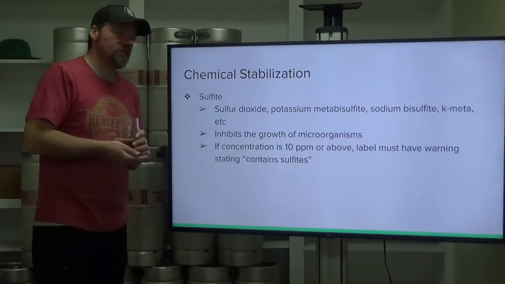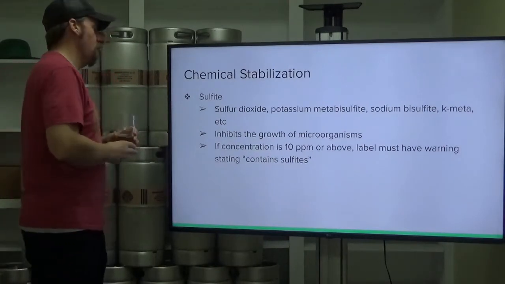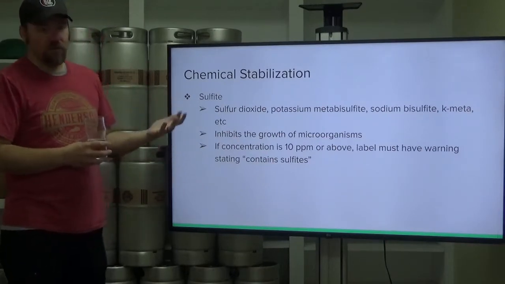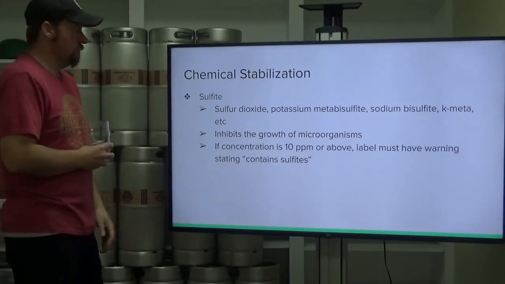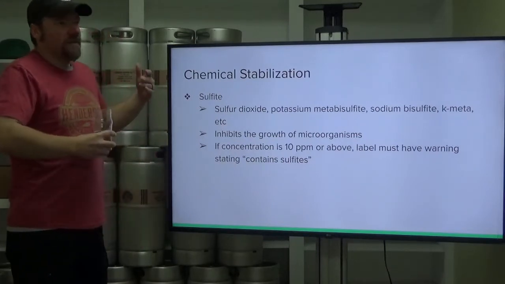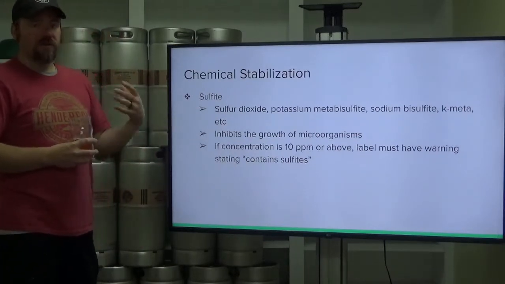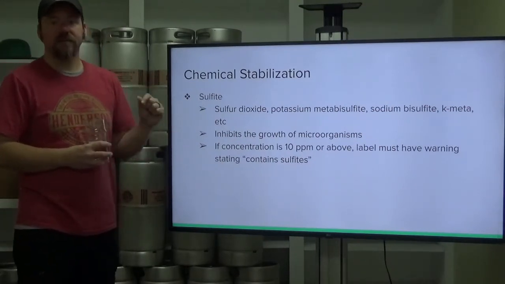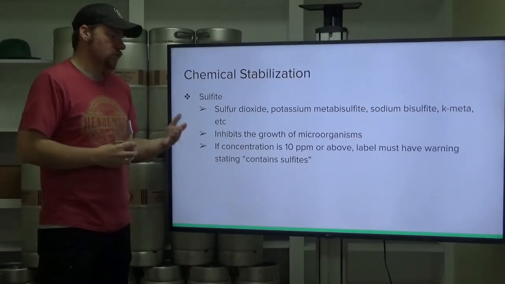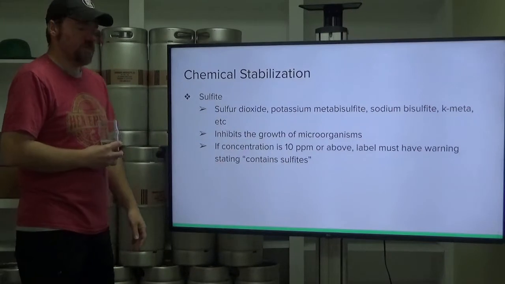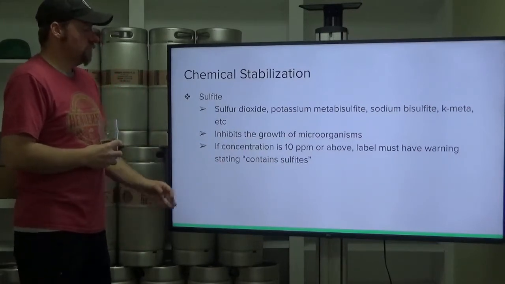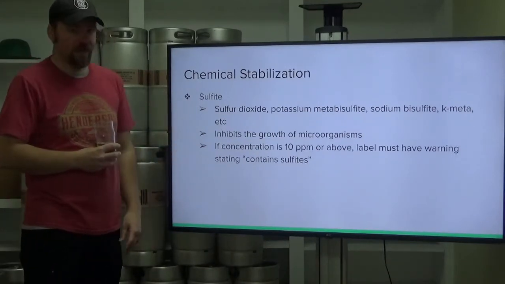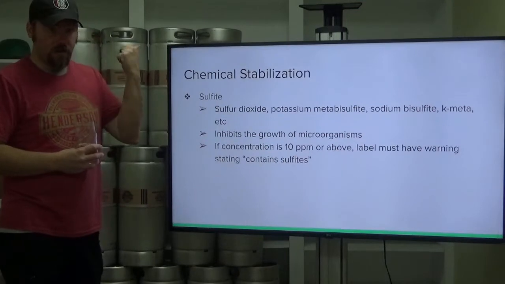And then we've got chemical stabilization, chemical pasteurization. Most common form is going to be a sulfite: sulfur dioxide, potassium metabisulfite, sodium bisulfite, K-meta, sodium metabisulfite. Most common form of chemical stabilization of a product, commonly used in wines. You'll see wines labeled all the time, contains sulfites. What they do is they inhibit the growth of microorganisms through a chemical means. If your concentration is 10 parts per million or above, your label must have a warning stating contains sulfites, and that is according to the TTB.